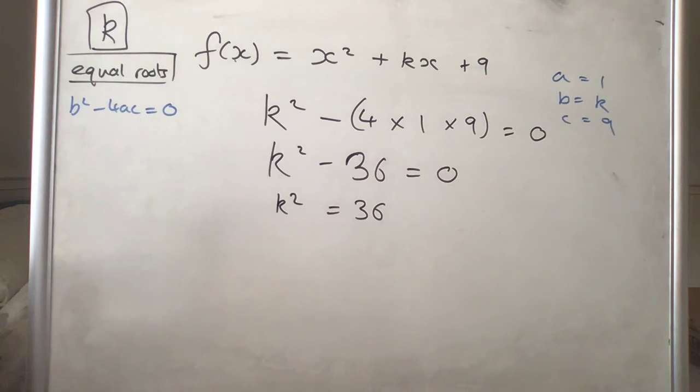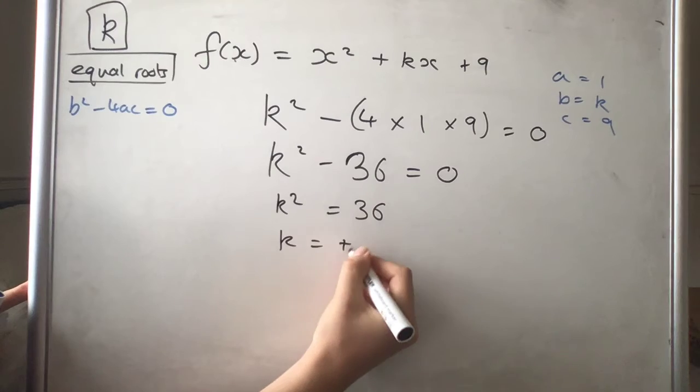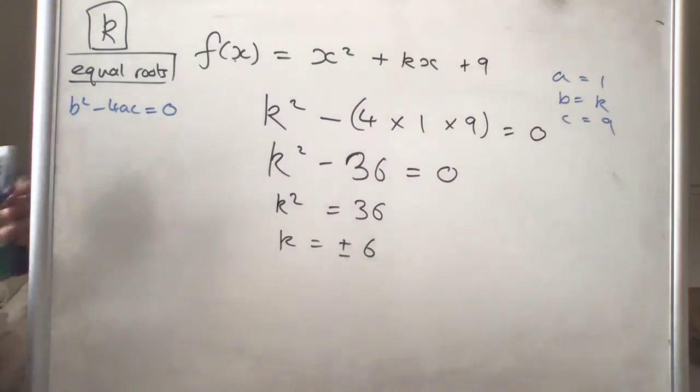And then we can solve this to find the values of k by taking the square root, okay? So the square root of both sides will give us k equals plus or minus 6, okay? Because negative 6 times negative 6 gives us 36, and so does positive 6 multiplied by positive 6. Okay, so that is our solution, the values of k, sorry, which give equal roots. Now let's look at one final example before finishing off this video.